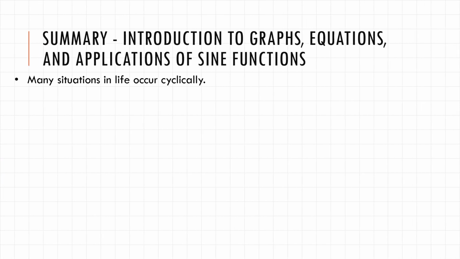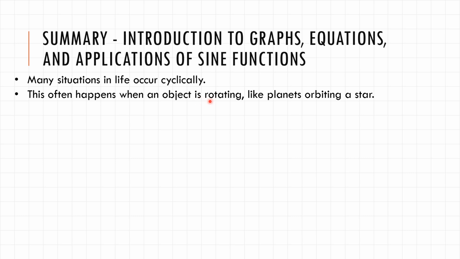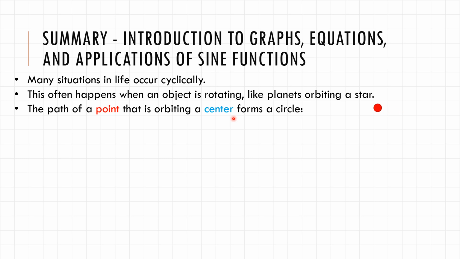And there are many such situations in life that occur cyclically. This most often happens when an object is rotating or even swinging, sort of like a planet orbiting a star. And what this means is the path of a point that is orbiting a center always forms a circle, just like so. If it maintains its distance from the center that it is orbiting, it always creates, just like we see here, a circle.